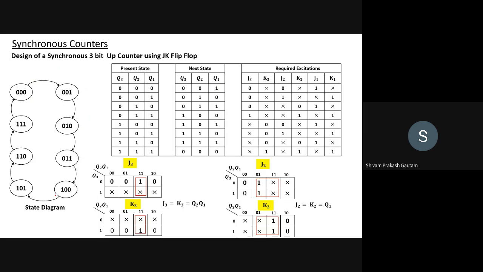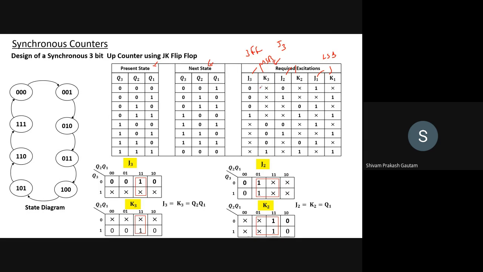Okay. Now, after you have drawn this present state and next state, focus on this excitation, right? Since there are 3 flip-flops, there will be input to each of the 3 flip-flops. Input to each of the 3 flip-flops can be J3, K3, which is given here. This is representing the MSB, that is the 3rd flip-flop. This is the 2nd flip-flop, and this is the 1st flip-flop, or you can call it LSB, right?